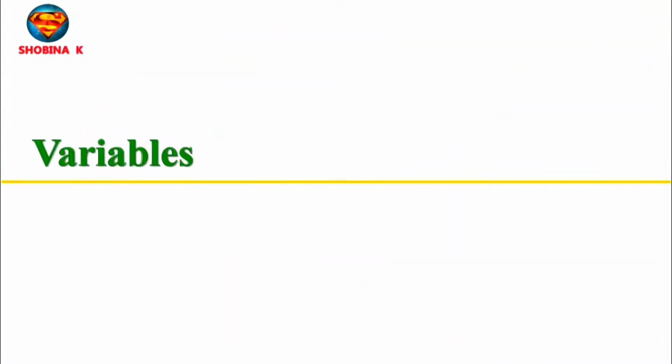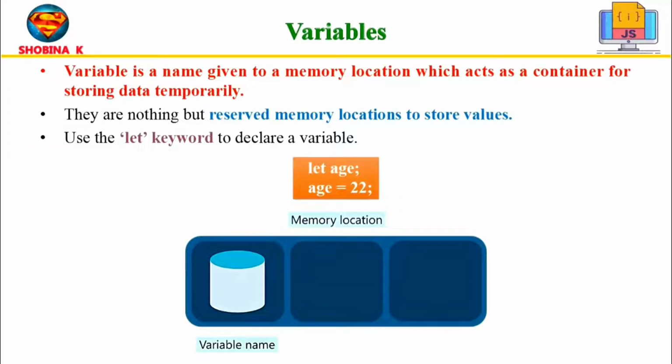So let's first talk about variables. A variable is a name given to a memory location which acts as a container for storing data temporarily. So variables are containers for storing data or data values. That is, they are reserved memory locations to store values.